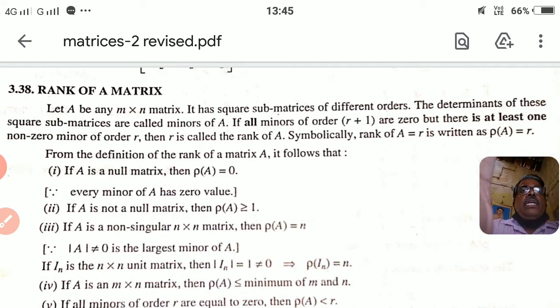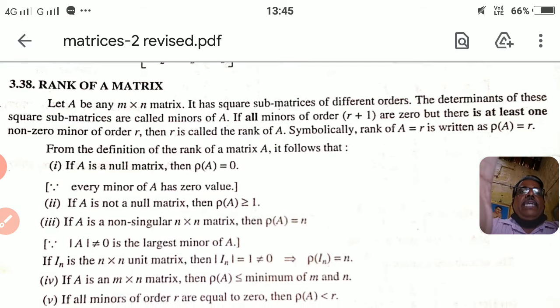Okay, minors of A. Then if all minors of order r plus 1 are 0, but there is at least one non-zero minor of order r, then r is called as the rank of A. That means the minors are the determinants of all the square submatrices, right? So first find the square submatrices of the given matrix, then find the determinant of those square submatrices.